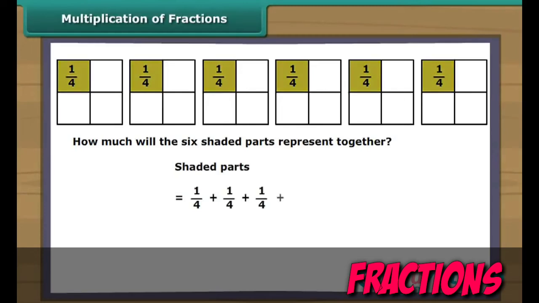We can solve this by adding all the parts. This can also be solved by multiplying the numbers of shaded parts with each shaded part. Let us discuss the multiplication of fractions with the help of few examples. Multiplication of a fraction by a whole number.